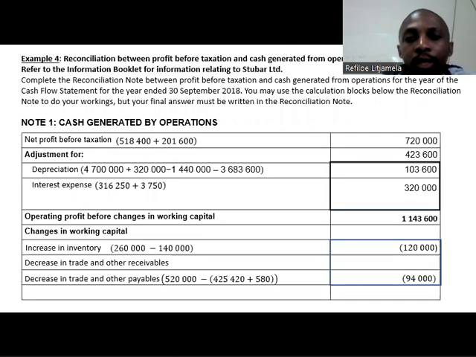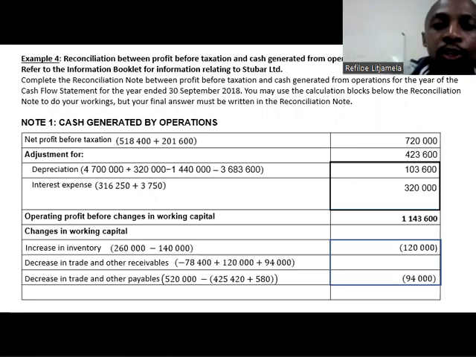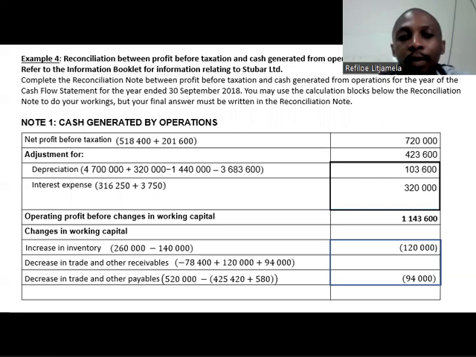Okay, so I'll just put it there as net change in working capital. But here's the thing, when you put it in there, it simply will result in you having to calculate trade and other receivables as a balancing figure, okay? And I will show you shortly. So all I did was just to take that outflow of 78,400, I added it with 120,000 plus 94,000, which is just a reverse operation, and I will explain it shortly, okay? And that will give me 135,600.